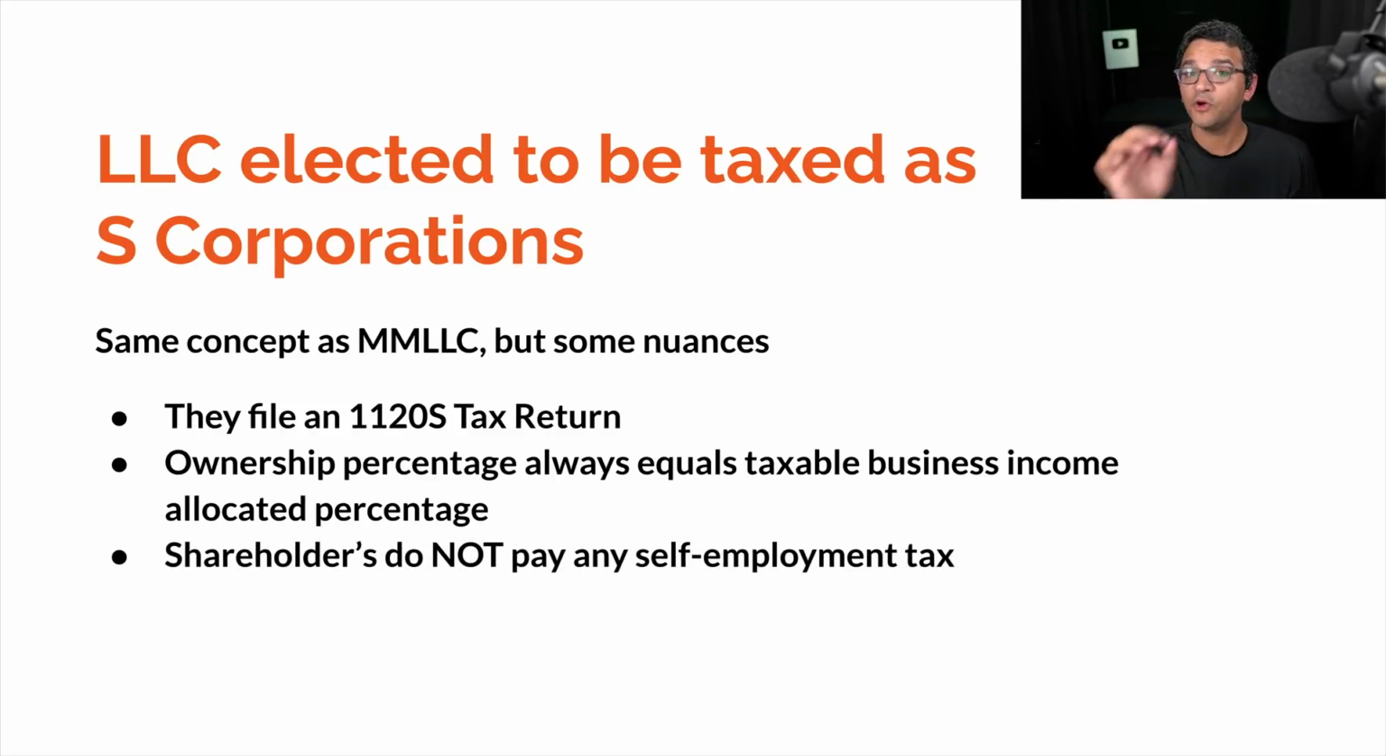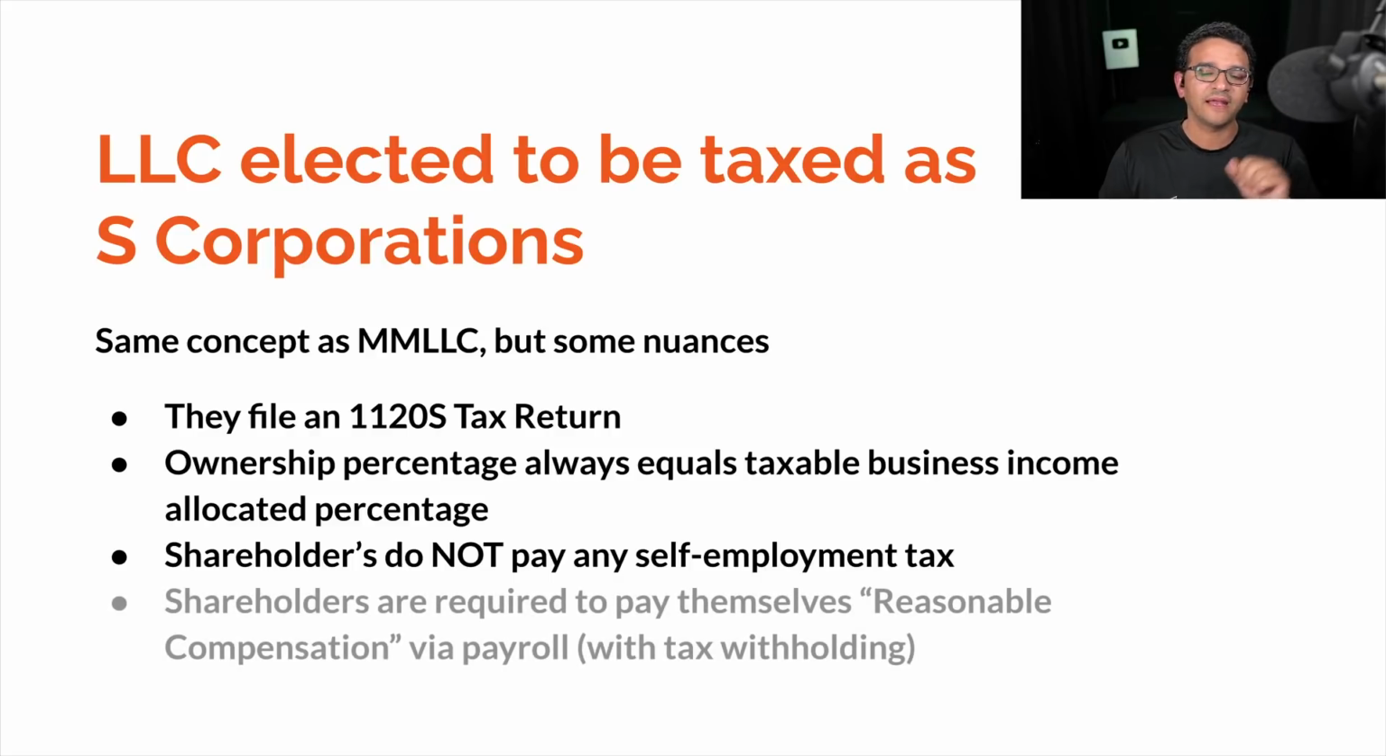Now, the beauty of S corporations is shareholders do not pay self-employment tax on the business income. This is the 15.3% we talked about earlier. When you have an S corporation, you don't pay that. So it's magically 15.3% of your taxes go away. So it's wonderful. It's really amazing.